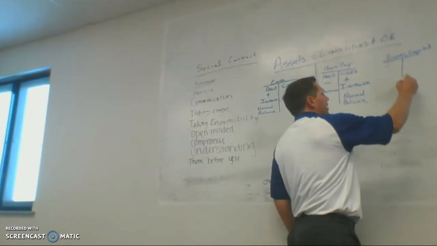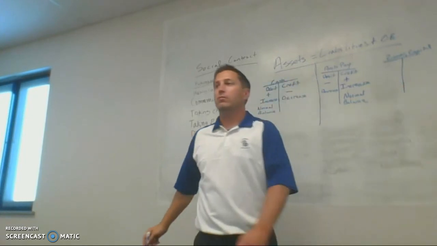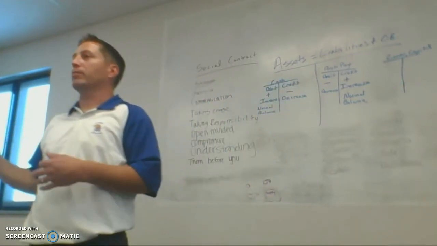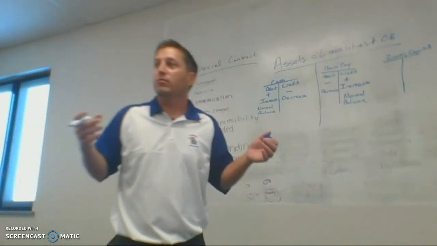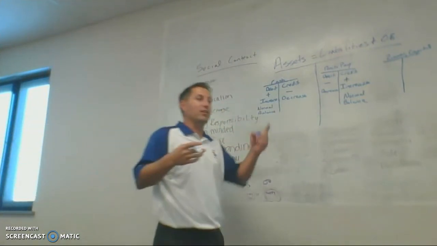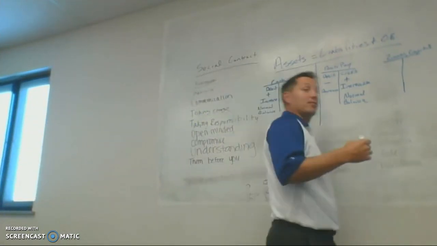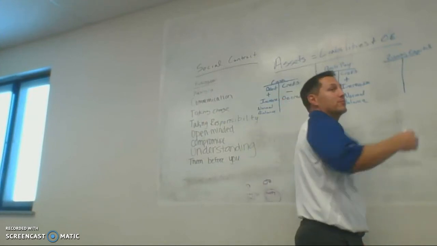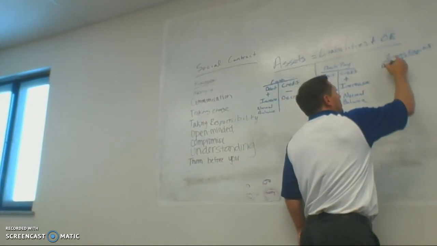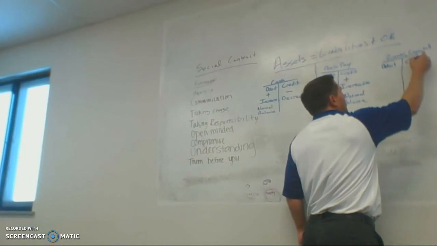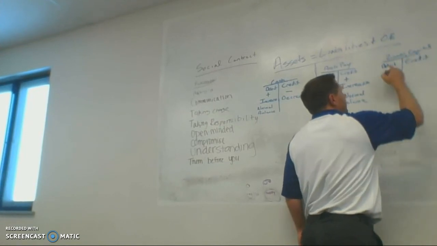Okay, what can we predict about owner's capital? Increase and decrease, debit. What's the debit and credit side, first of all? Left is debit, because debit means left. That never changes. Debit is always left. Credit is always right. Okay?